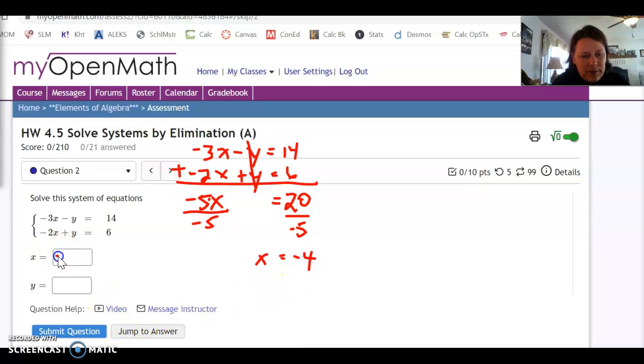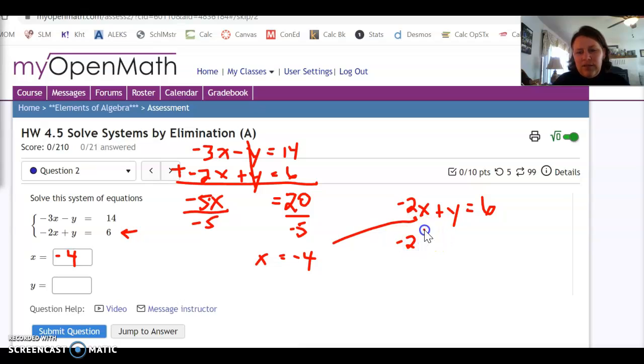So we can go ahead and put that right in here to this box. We know that x equals negative 4. Now we need to solve for y. So to solve for y, I'm going to pick just one of these equations. It doesn't matter which one. Let's go ahead and choose the second one. And we'll have negative 2x plus y equals 6. And then we can plug in this x equals negative 4.